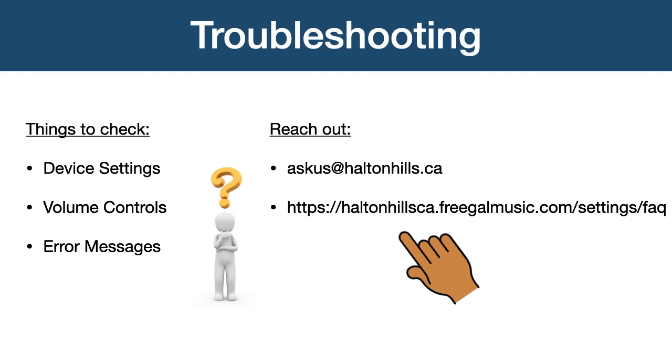If you do get an error message and you're not sure how to fix it, write down exactly what it says and what you were doing when the error message occurred. This will better help us to help you. You can reach out to us at askus@haltonhills.ca. We may have a quick fix for your problem. Freegal also has a wonderful FAQ section on their website with lots of information on a variety of topics. If you need some help on a topic that wasn't covered here, they may have information there to help you.